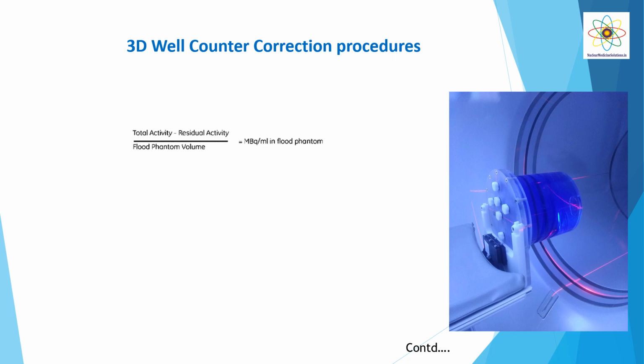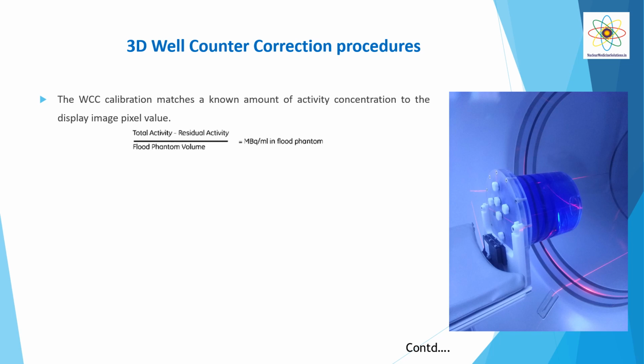Remove phantom holder from the table cradle. Now let's do well counter corrections. The WCC calibration matches a known quantity of activity concentration to the display image pixel value, that is, total activity minus residual activity divided by flood phantom value is equal to MBq per ml in flood phantom.